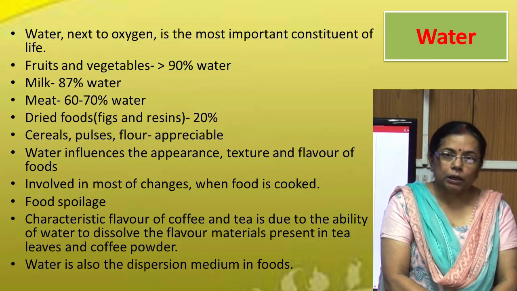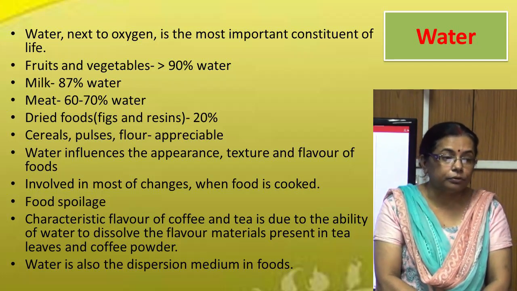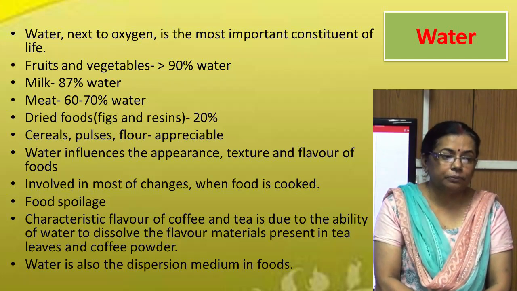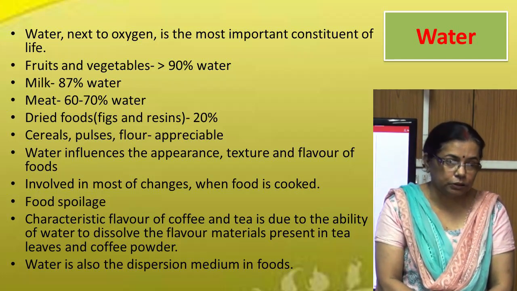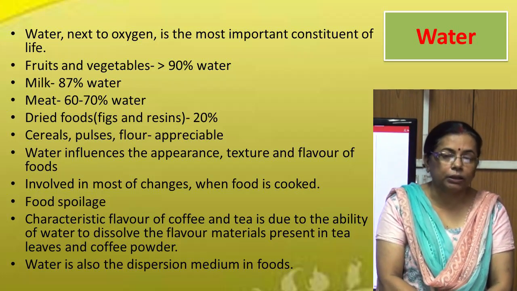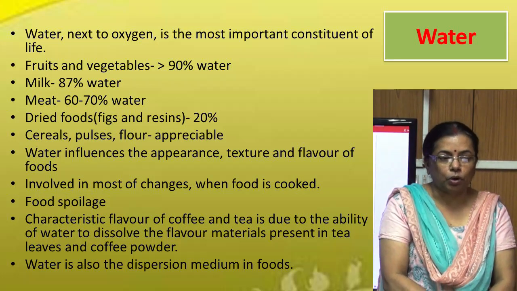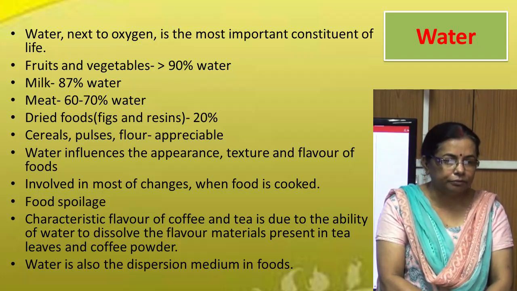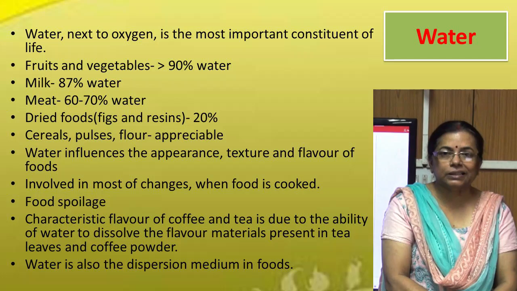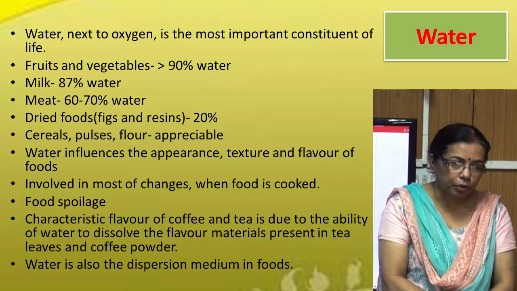Water is also involved in the maintenance of our body temperature. Water is present in considerably high amounts in certain foods like fruits and vegetables, milk and meat. Fruits and vegetables contain more than 90% water. Milk contains approximately 87% water. Meat and fish contain 60 to 70% water, and some foods like dried foods contain 20% water, and cereals, pulses and flour also contain appreciable quantities of water.